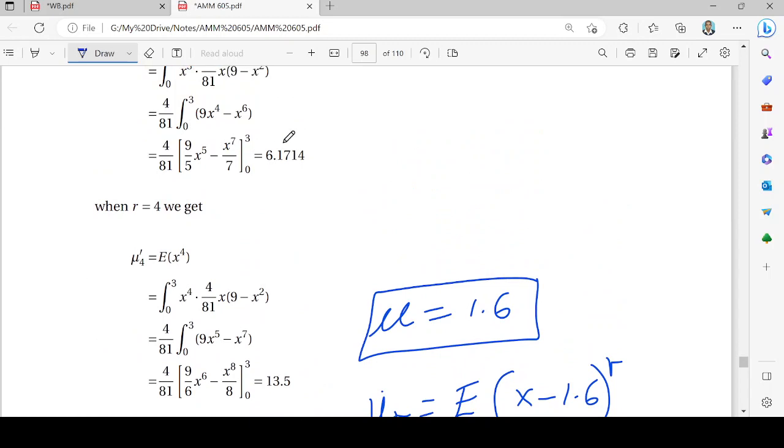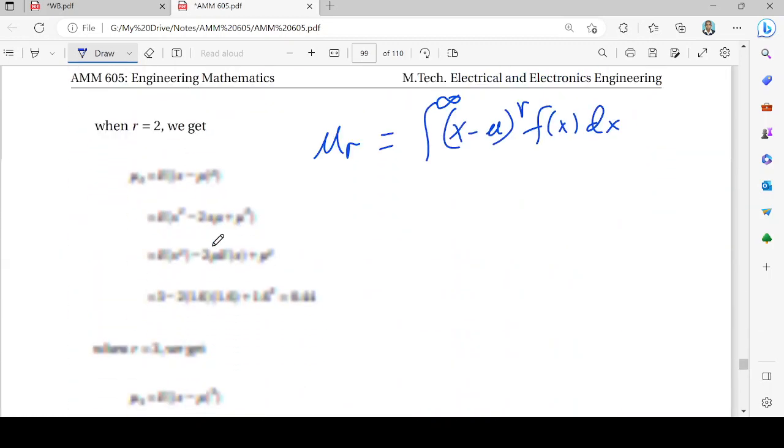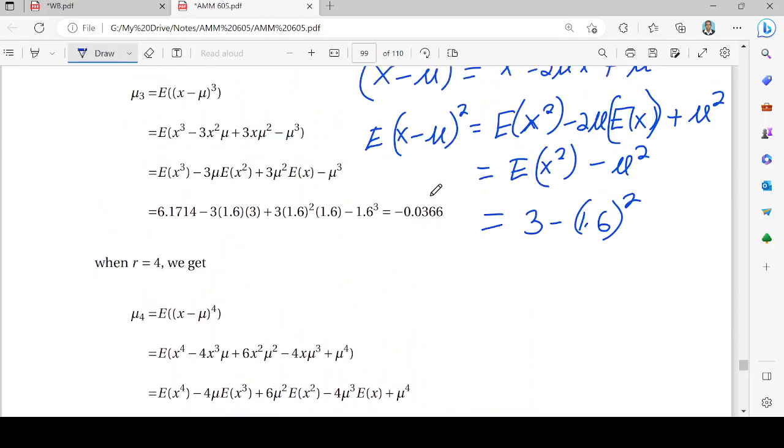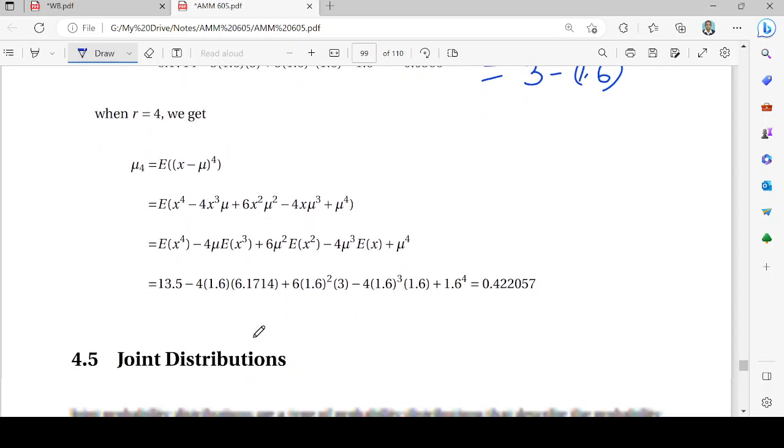So when we do that, we get the third moment about the mean, and also the fourth moment about the mean. So we can always expand this by the binomial theorem. And once we expand, we see that the moment about the mean can be expressed in terms of the moment about the origin. So I think for now I'm going to stop at that.